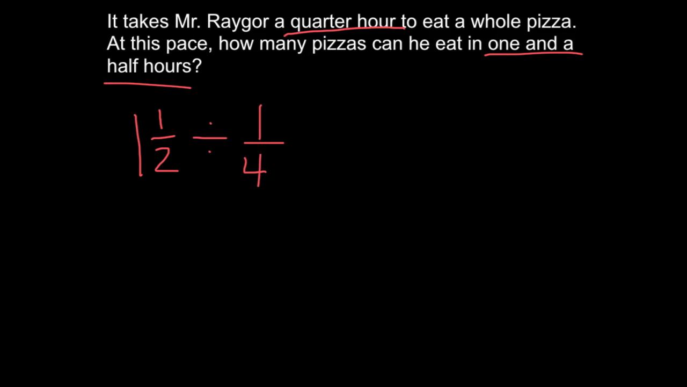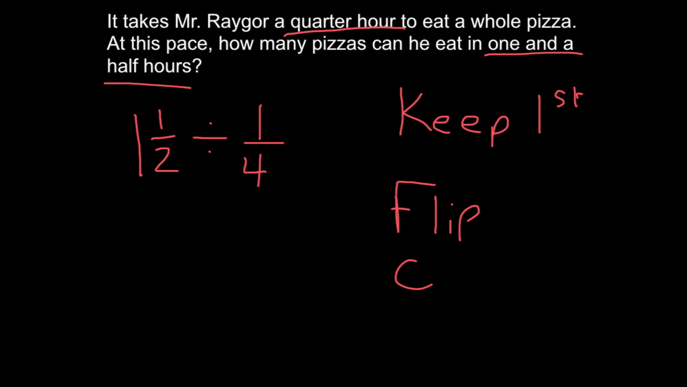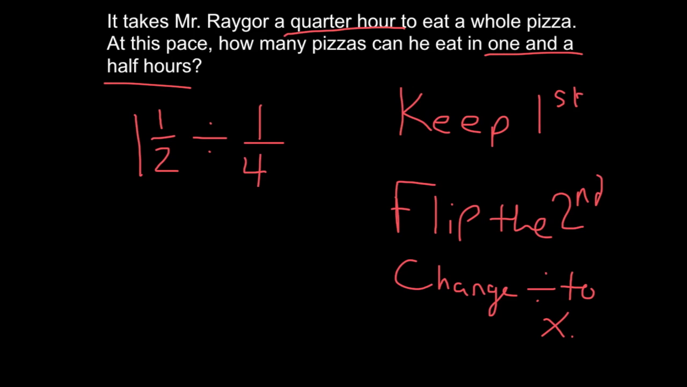Remember, our rules are K, F, C. Keep the first one the same. Flip, or find the reciprocal of the second. And C, change divide to multiply. So we're going to keep the first one, flip the second one, find the reciprocal of 1/4, which is 4/1, change division to multiplication.